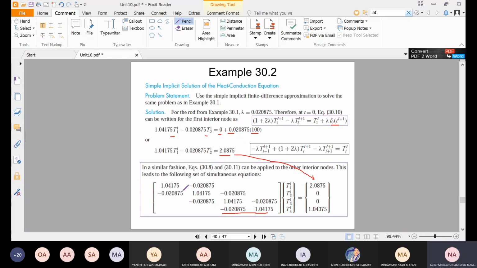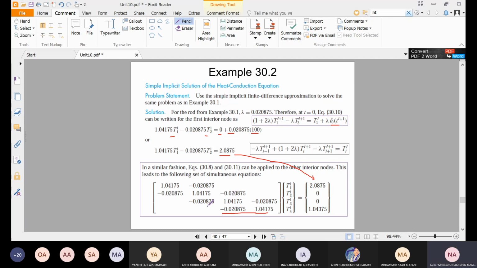After that, we look for the nodes in between. How many nodes do we have in between? It depends on the step size. Otherwise, you have 2, 3, or 4, so the size of the matrix will change. We apply this for the second node and the third node, and because we have 4 steps here, we have a 4 by 4 matrix. So we finalize with this one.